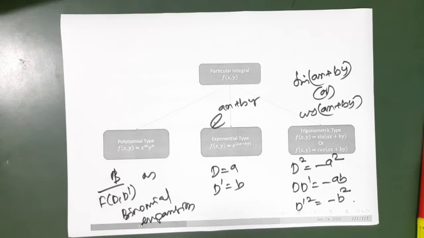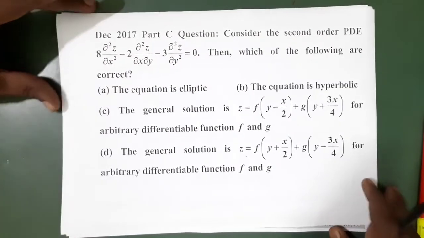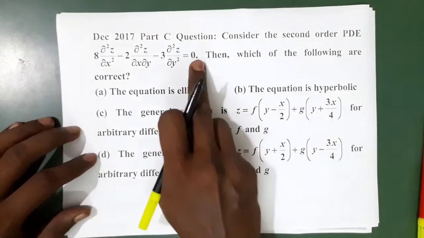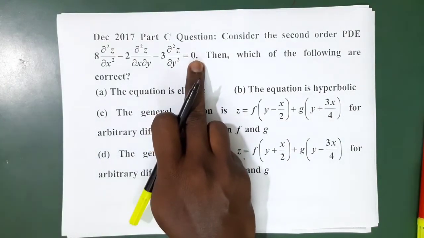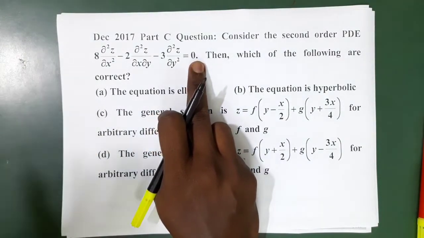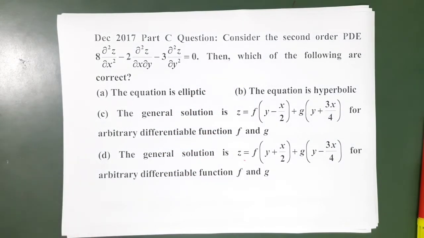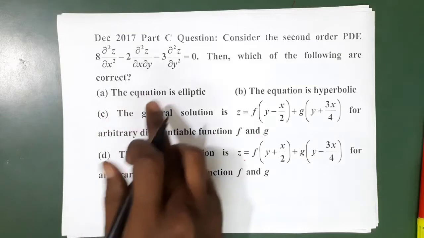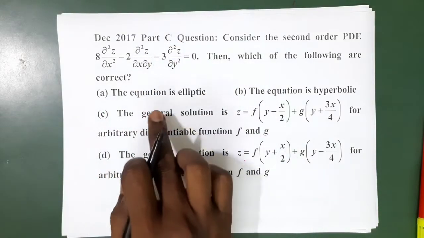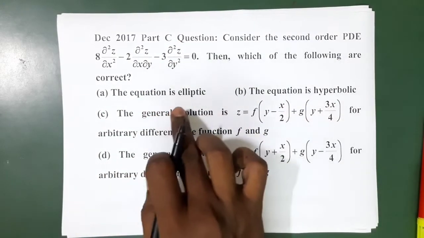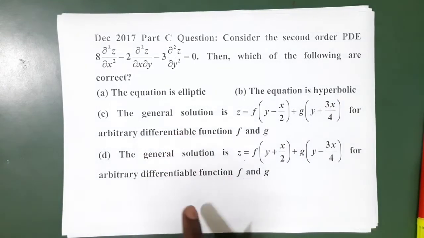So now, no need to go for this. For this problem, we need not go for the particular integral, because the right hand side is 0. The complementary function is the same as the general solution. And what they are asking, this is a part C question: the first two options represent the classification, and the second two options are the general solution of the differential equation.